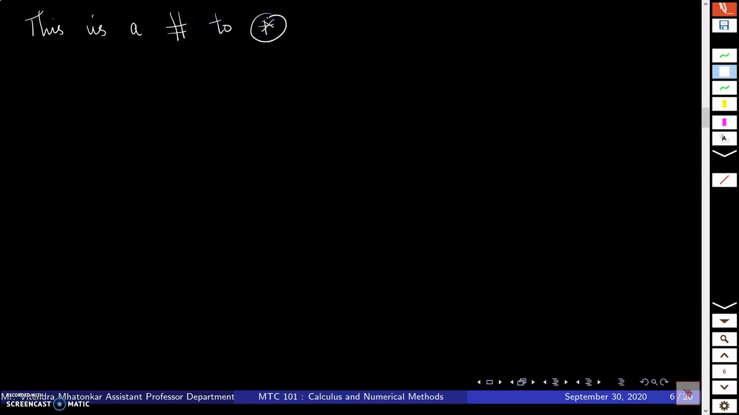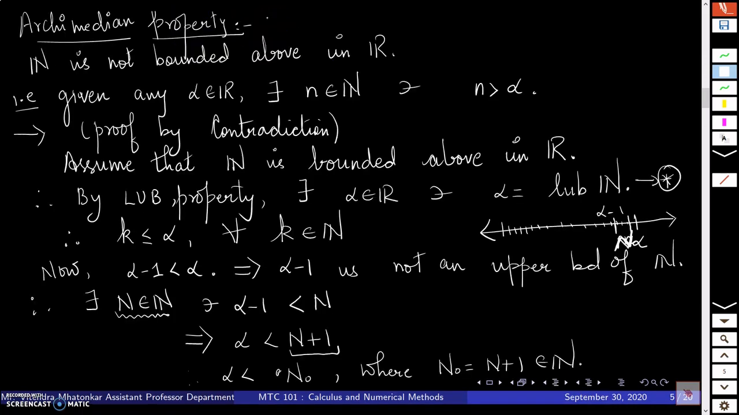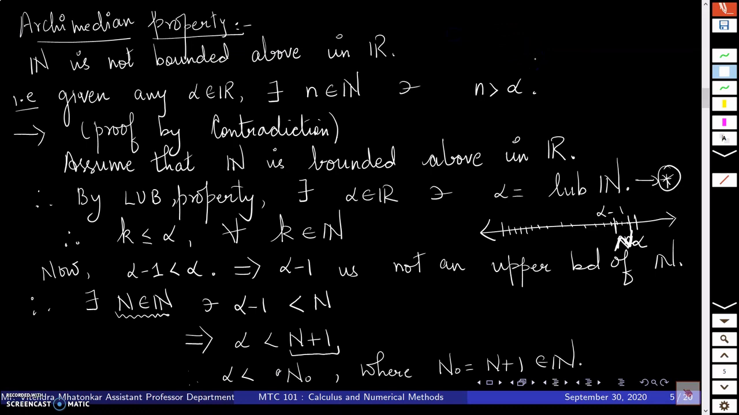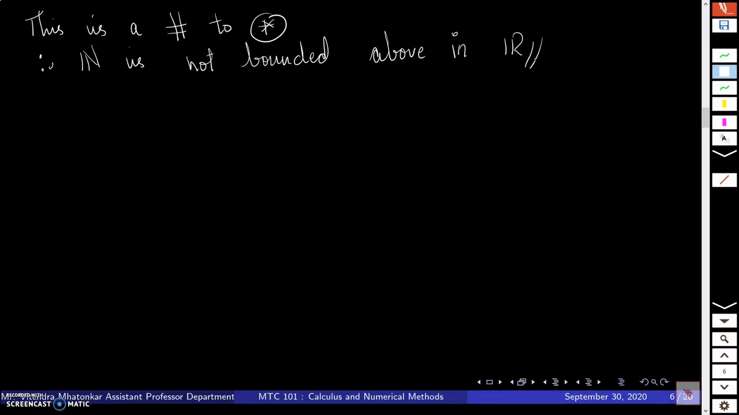Why are we getting this contradiction? Because we assumed that the set of natural numbers is bounded above in R, and hence we conclude that the natural numbers are not bounded above in R. So this is the first form of the Archimedean property, which says the set of natural numbers is not bounded above in R. I hope that's clear.